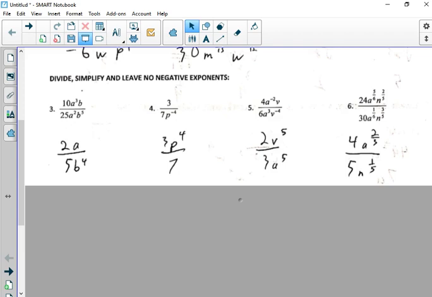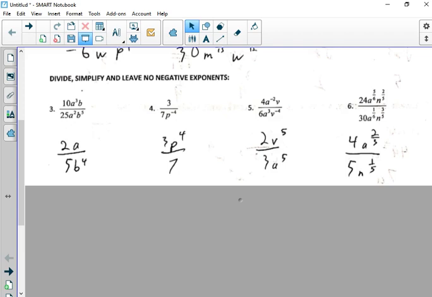Number 4, 3 and 7 just stay. We cannot have negative exponents, so since it's downstairs, we move it upstairs. P to the 4. Number 5, 4 over 6 reduces to 2 over 3. Don't forget what you knew in grade school. You're just reducing fractions. Don't let this new letter stuff throw you off.